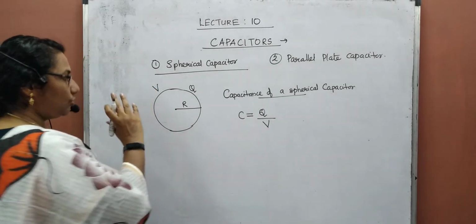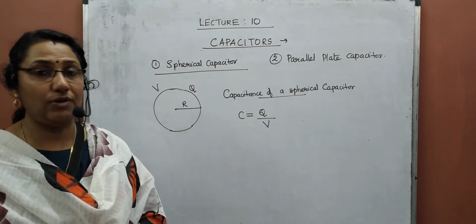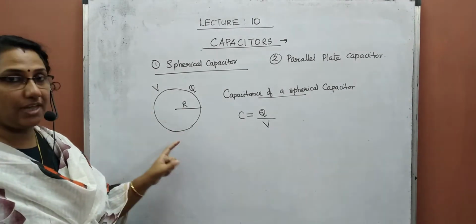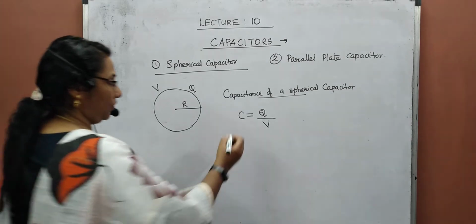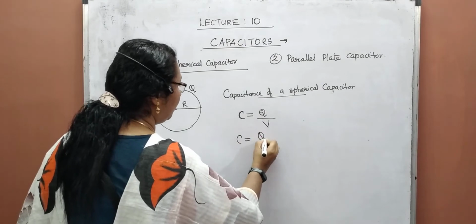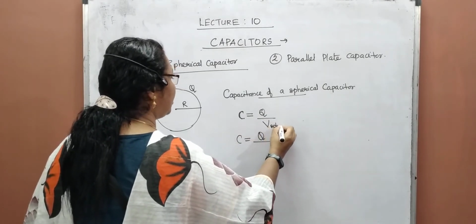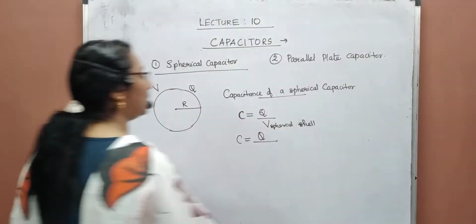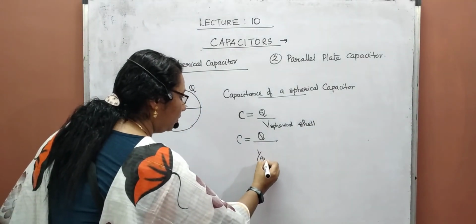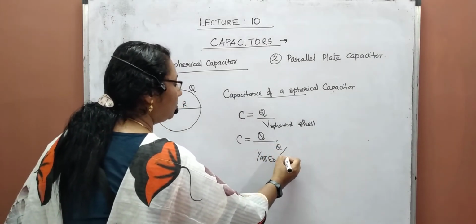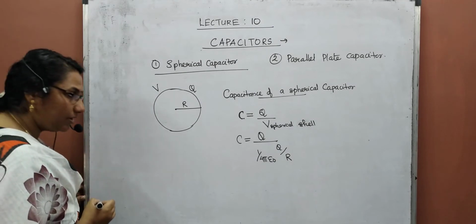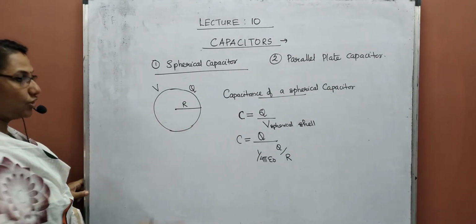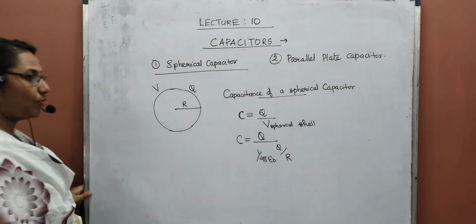And what was the potential due to a thin spherical shell? When we studied the electric potential topic, we studied that throughout the sphere, the electric potential remains the same. So we can write C is equal to Q by the potential due to a thin spherical shell. The equation was 1 by 4 pi epsilon 0 into Q by the radius r. Do you remember? Otherwise go to the topic, electric potential due to a thin spherical shell. So, capacitance C is equal to Q by (1 by 4 pi epsilon 0 into Q by r).